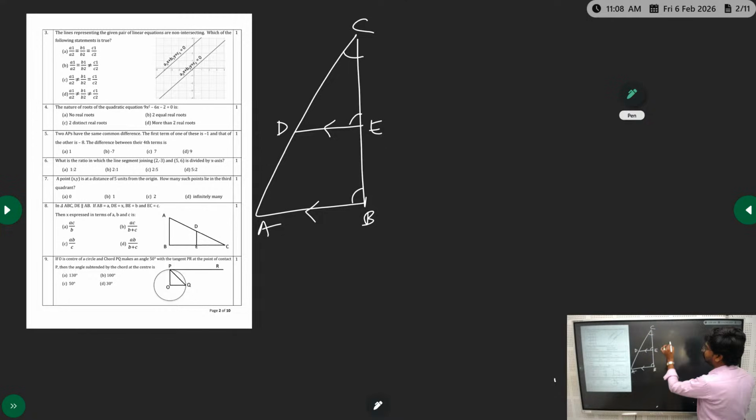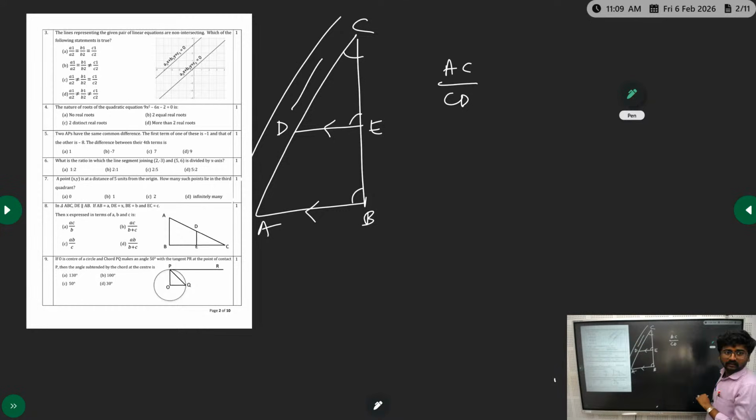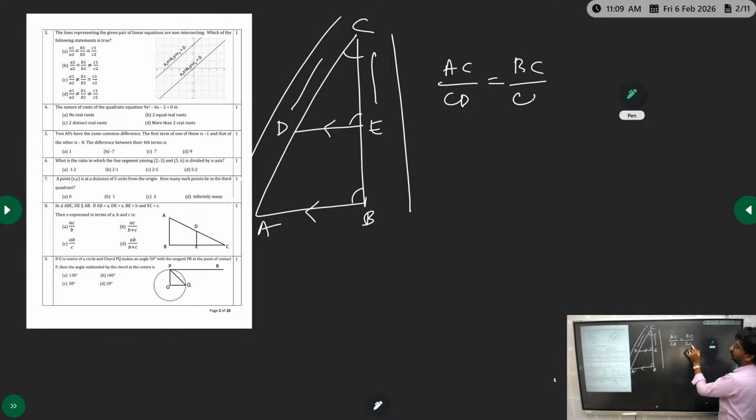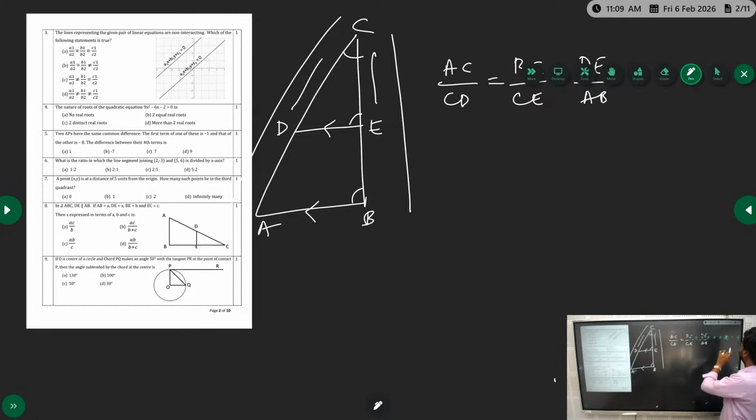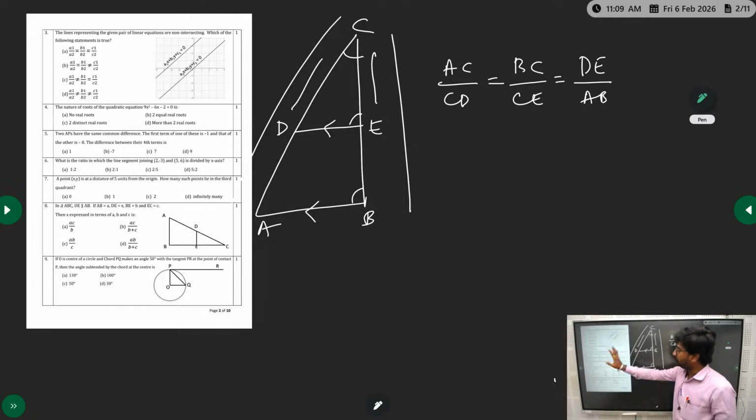Larger, which one will come? AC by CD. There are two triangles. One is CDE, another one is CAB. So I am taking larger by smaller triangle. Okay. So AC by CD is equal to BC by CE is equal to AB by DE. This is the side ratio. Now you will look at the values.